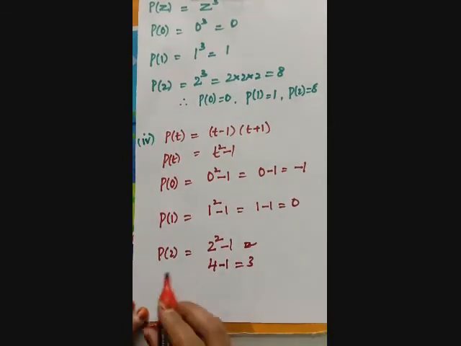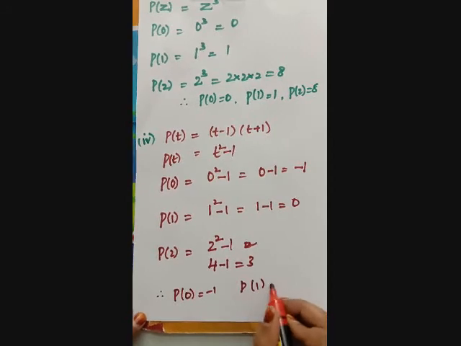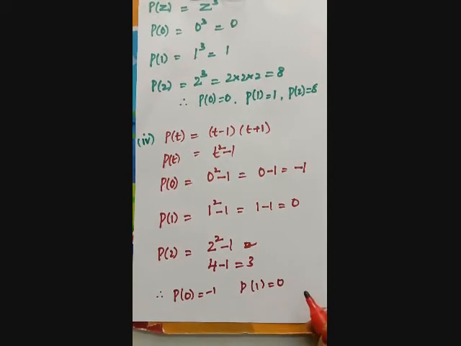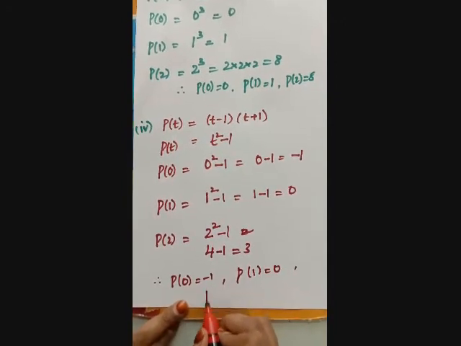Therefore, P of 0 is minus 1, P of 1 is 0, and P of 2 is 3.